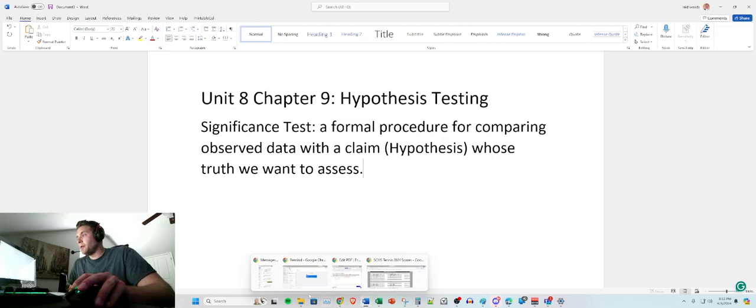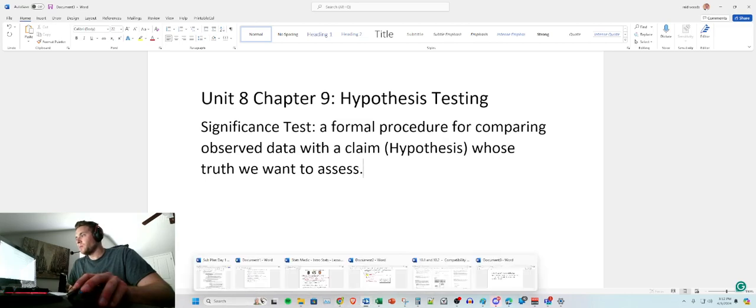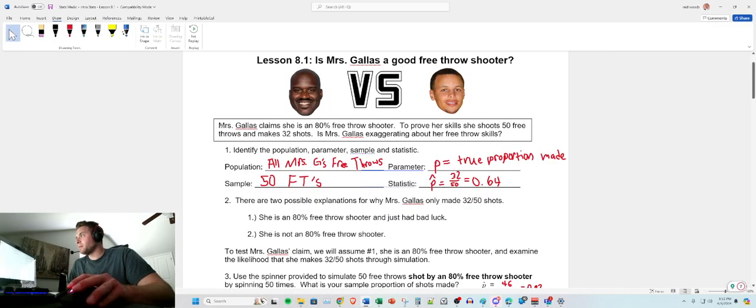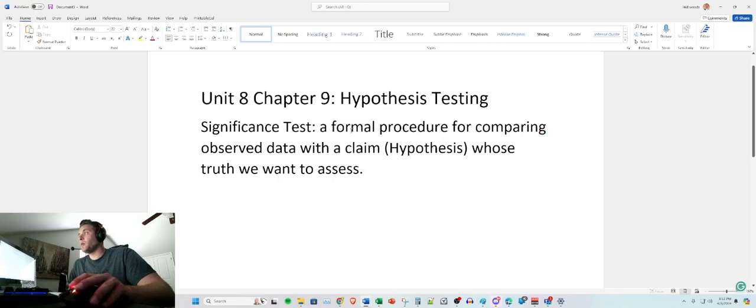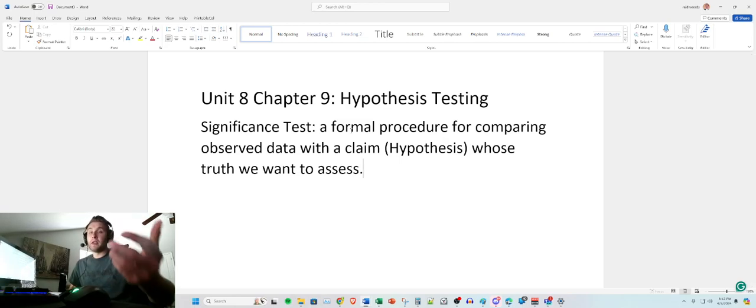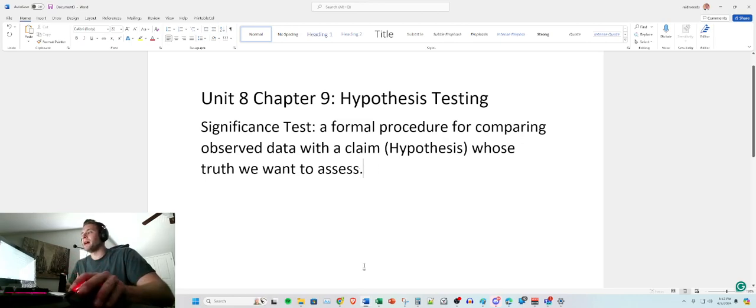If we think about this definition, and also if this video needs to be paused, go for it. But if we think about this definition, yesterday we had a claim. Miss Gallus claimed she's an 80% free throw shooter. And if we're thinking about our definition, we want to run a procedure with what we observe, the 50 free throws, to compare to that claim. We want to take that data and assess the truth of that claim, the hypothesis.